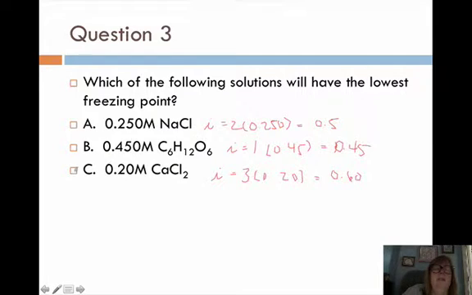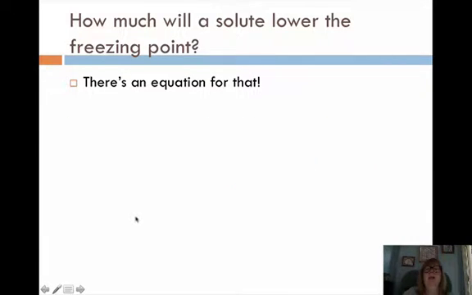And so this is an example where, even though it has the lowest concentration, because it separates into the most number of particles, it will actually have the lowest freezing point. Had we been asking for the highest boiling point, it would have had the highest boiling point. If we had asked about the vapor pressure, it would have had the lowest vapor pressure. So we have the most particles in this 0.2 molar calcium chloride solution. Okay, so that is qualitatively.